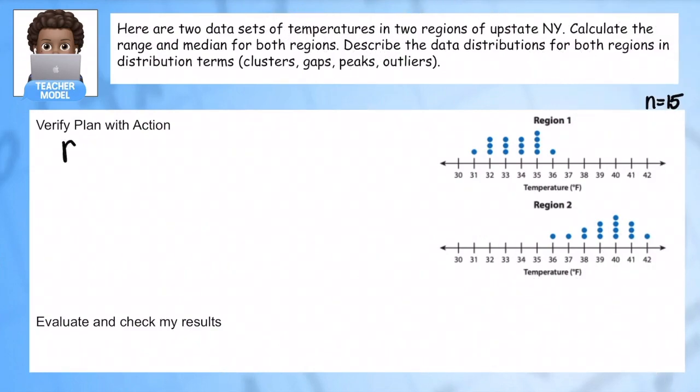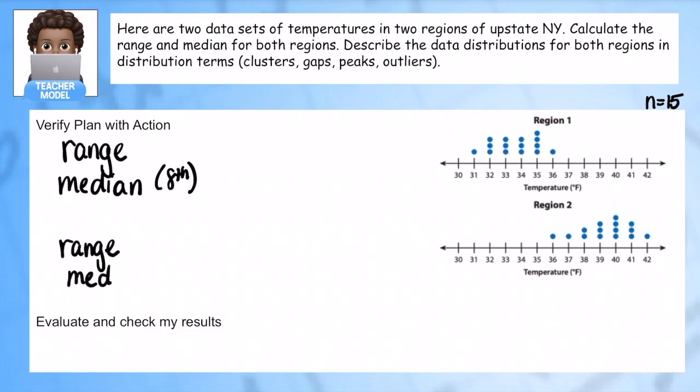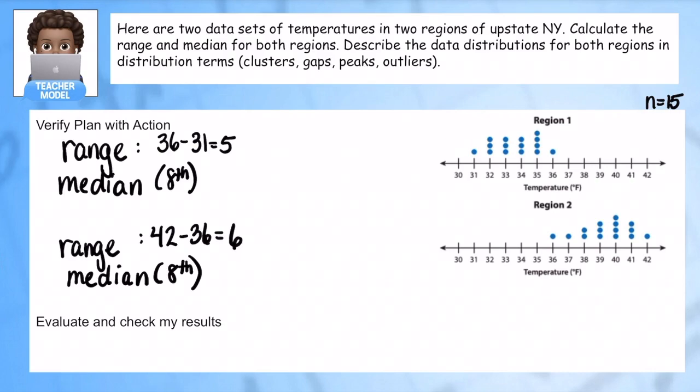All right, let's start with our range and the medians. We know our n is 15, so I'm going to look for the 8th number in each set. So here's for 1 and here's for 2. In the first set, my maximum and minimum are 31 and 36. So 36 minus 31, my range is 5 in region 1. In region 2, I have from 36 to 42. So 42 minus 36, my range is 6. I'm going to use the range to help me with the shape.